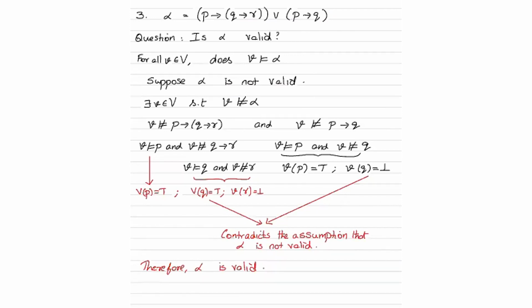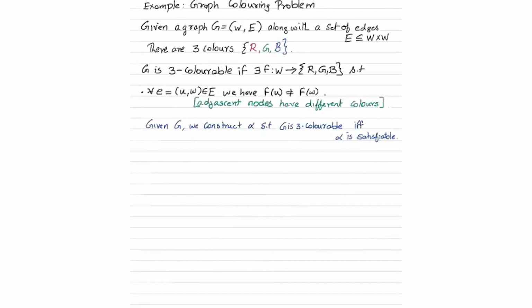Okay, so let's look at another problem. It turns out that propositional logic, even though it looks very simple, is quite important in the sense that there are many problems which you can encode as instances of propositional logic formulas, in particular the satisfiability problem. Let me give you one such example, and this is the graph coloring problem. This is a standard problem in graph theory, right?